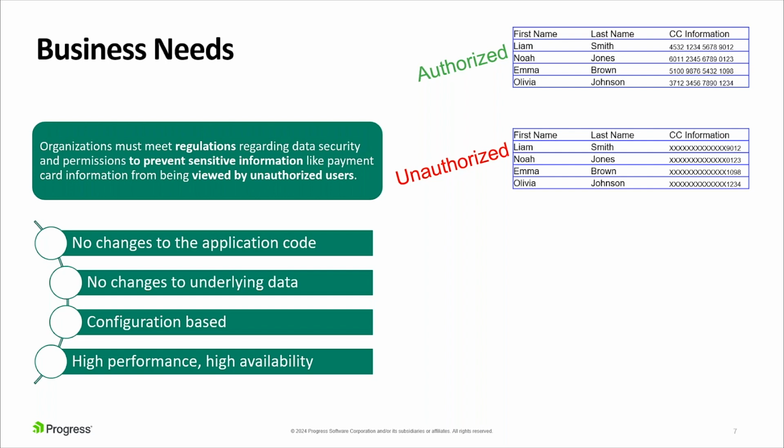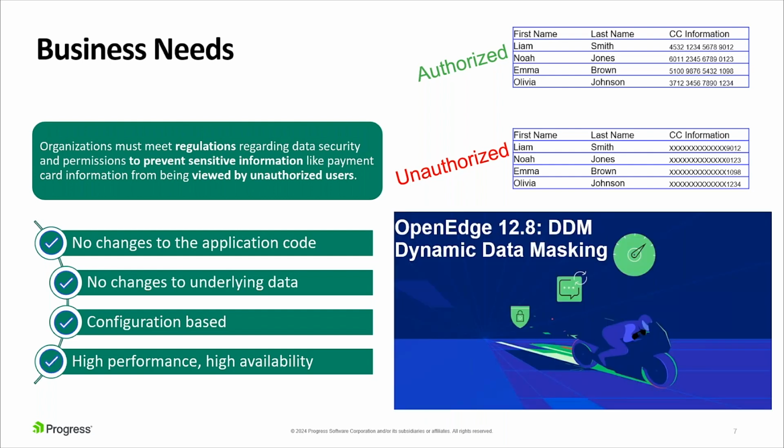Now, to meet these business needs, we have introduced dynamic data masking in OpenEdge 12.8. The solution is configuration based. What you are coding is the configuration, so no change in the application code or the application data in the database. Further, as all the configurations are done through online operation, the solution fulfills the need of high availability. And as we are not changing any database records, there is negligible overhead of masking. So that's how DDM meets the constraint and solves the business needs.